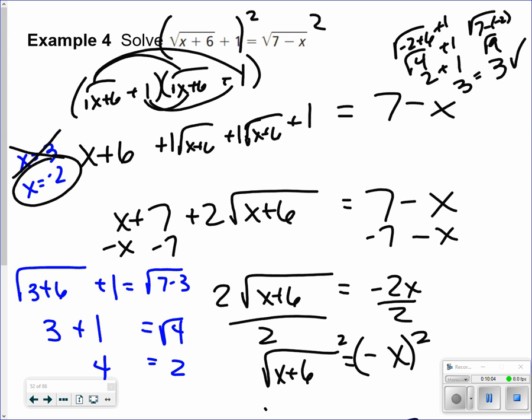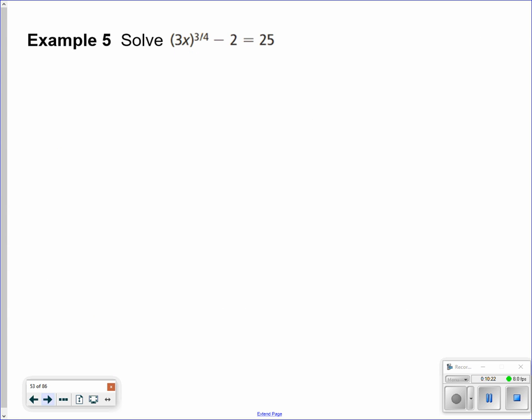So don't assume that just because you get a negative, that means that's the one that's not going to work. You need to actually plug it in to double check for an extraneous solution, something that may not work in the problem. And it also doesn't mean that every single time everything's not going to work. So you have to double check your answers here.